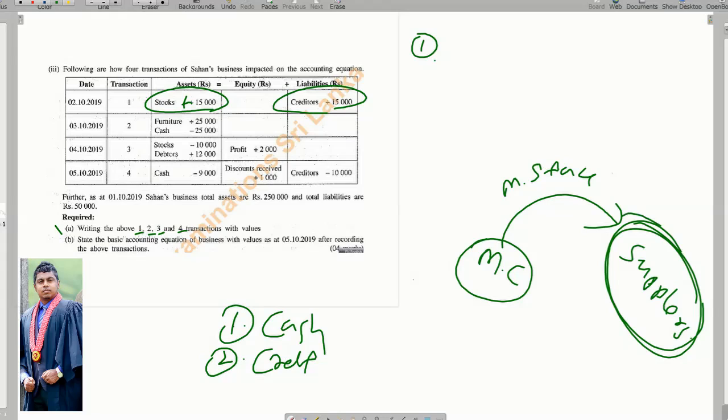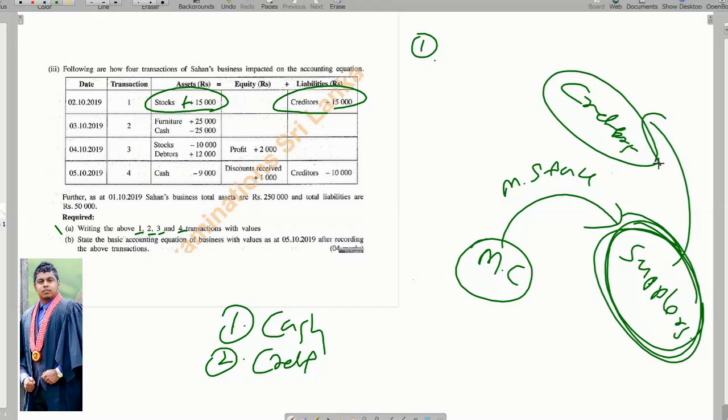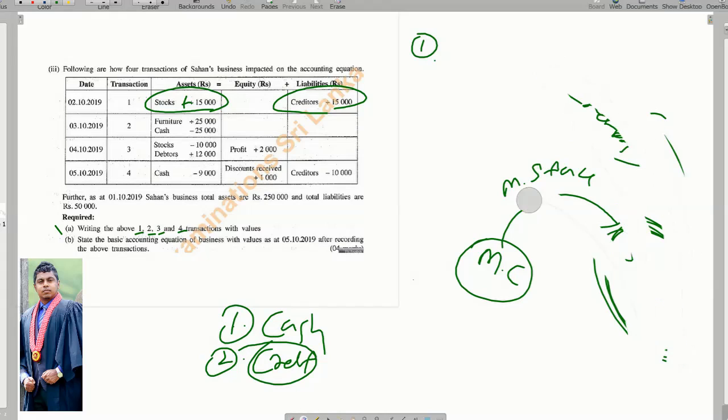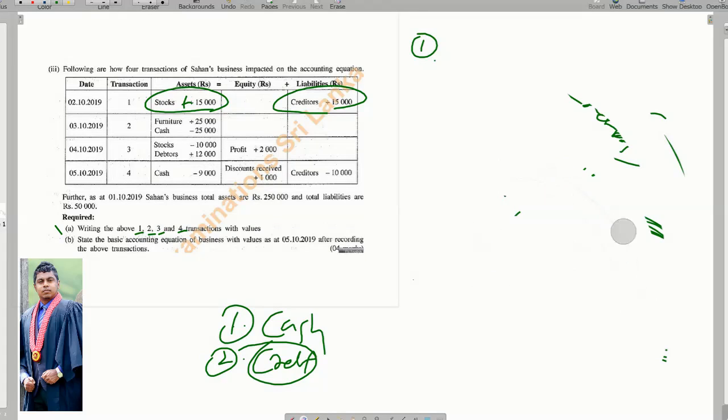So we have identified that it is a credit purchase. That means suppliers are now becoming creditors, and we are required to settle that amount within 1 year. Therefore we can identify this transaction simply as the company purchasing stocks from the relevant suppliers on credit basis, right? The accounting equation should balance, so assets should be equal to equity and liabilities. Here the assets amount is 15,000 and creditors are also 15,000.